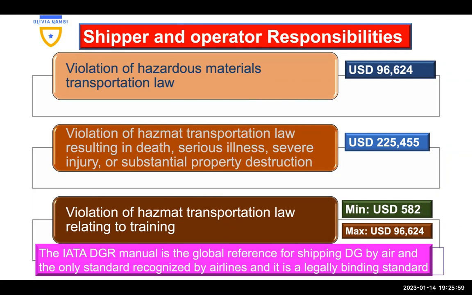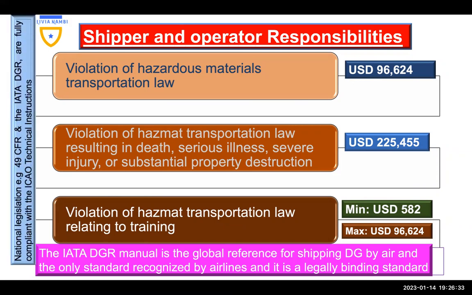In addition, shippers must comply with any applicable regulations set forth by the states of origin, transit, and destination. A reminder, the IATA Dangerous Goods Regulations Manual is the global reference for shipping dangerous goods by air and the only standard recognized by airlines, and it is a legally binding standard.